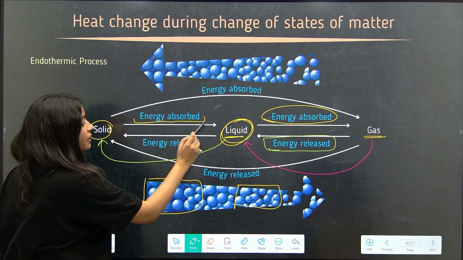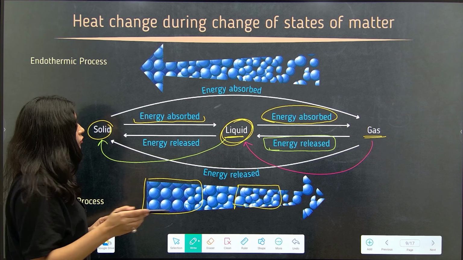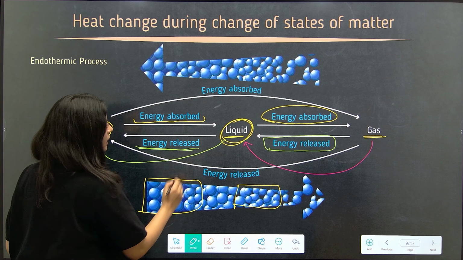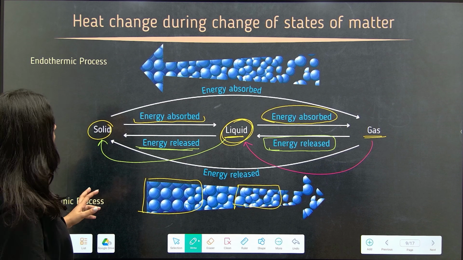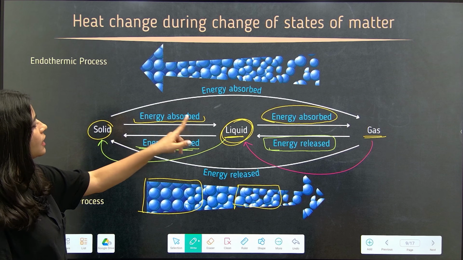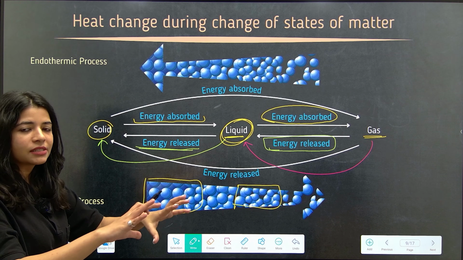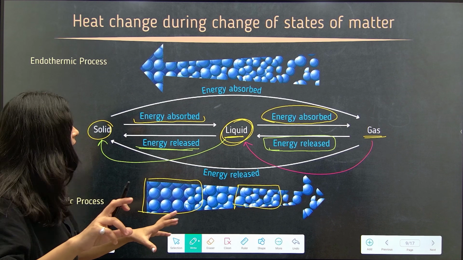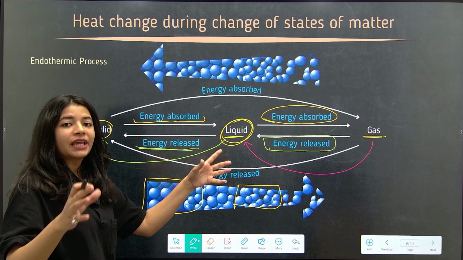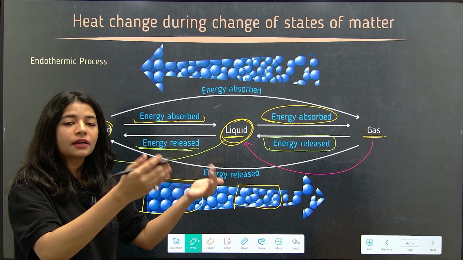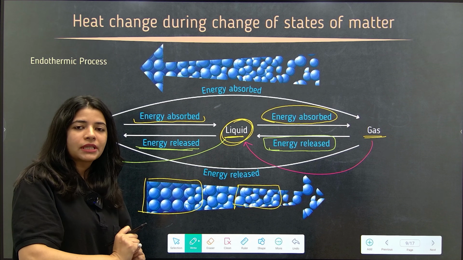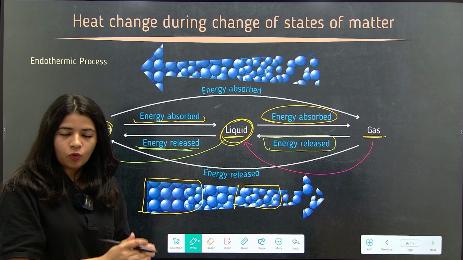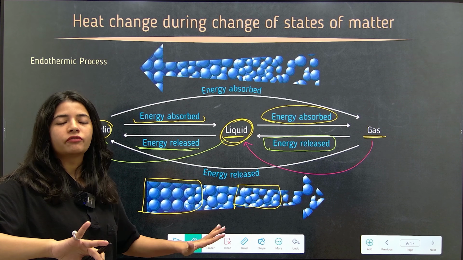So the bonds are formed, and therefore the energy is being released. Now a similar thing, when solid gets converted into gas, the particles have to break their bond, correct? And because of that, the energy is being absorbed. We have to increase the temperature and they absorb this energy so that the bonds are broken down and the particles move far away from each other.